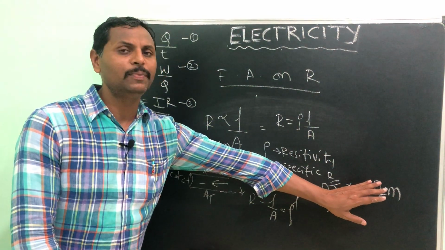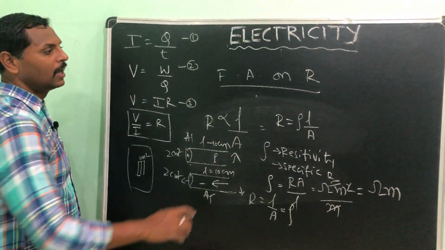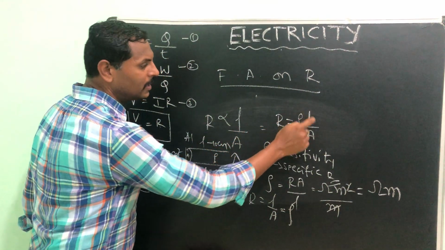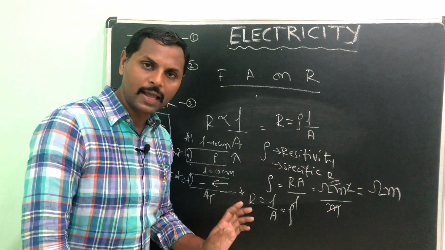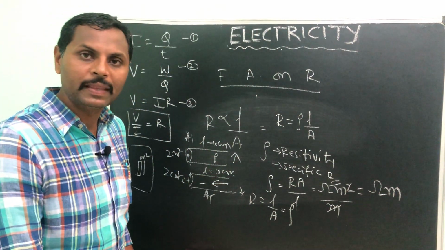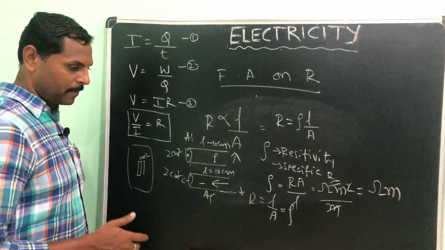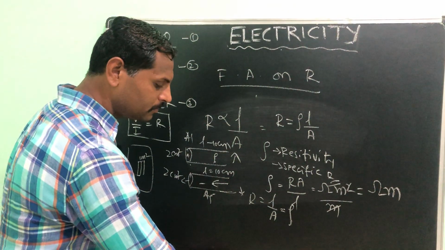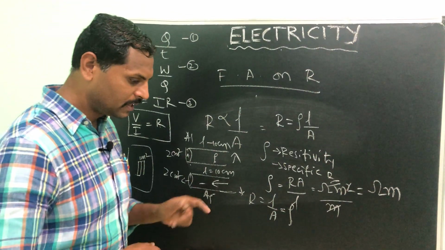Please take down ohm meter, and this is one more formula we got, that is R is equal to rho L by A. Rho is resistivity or specific resistance. Understood? Okay.